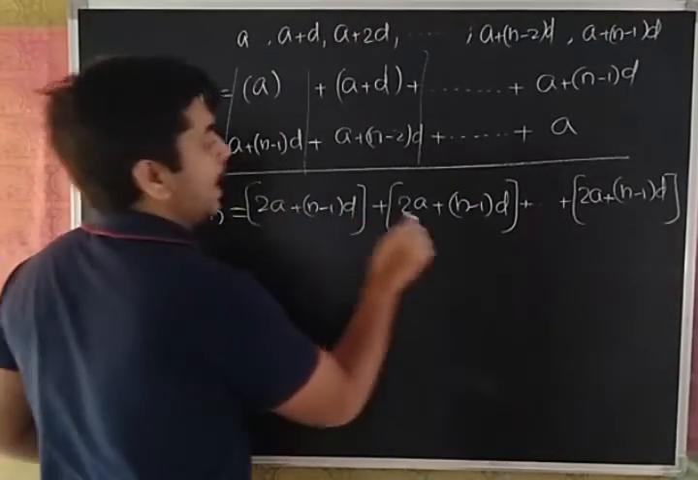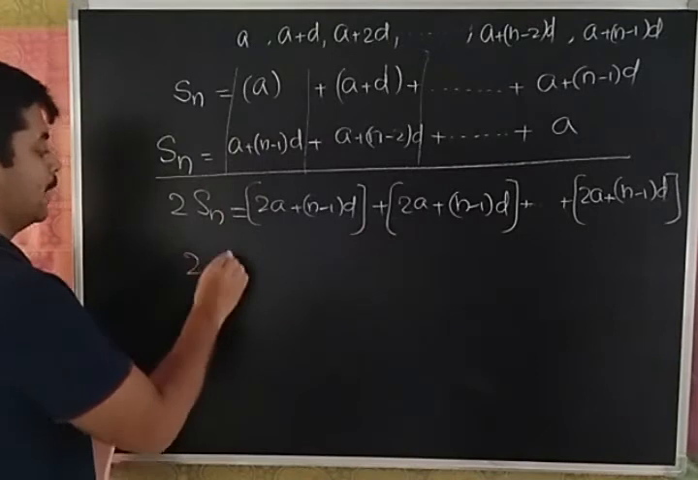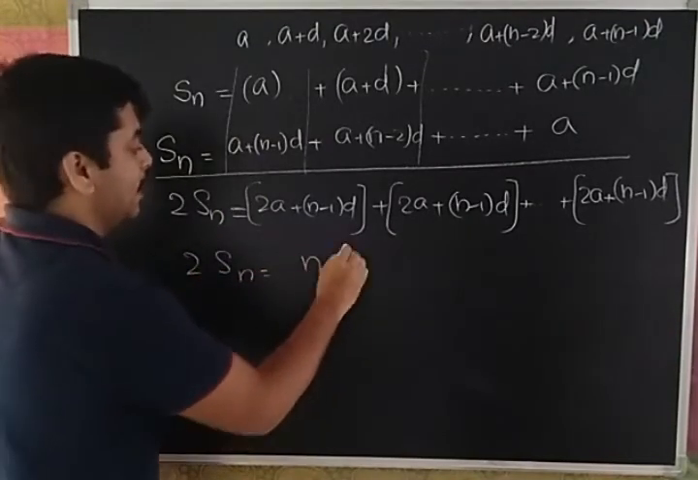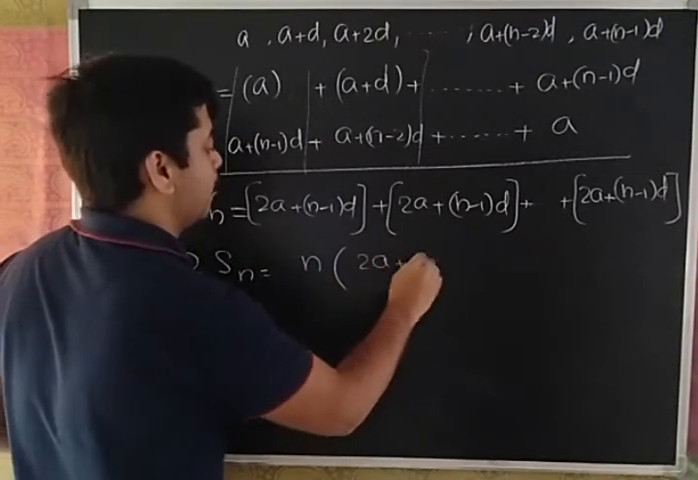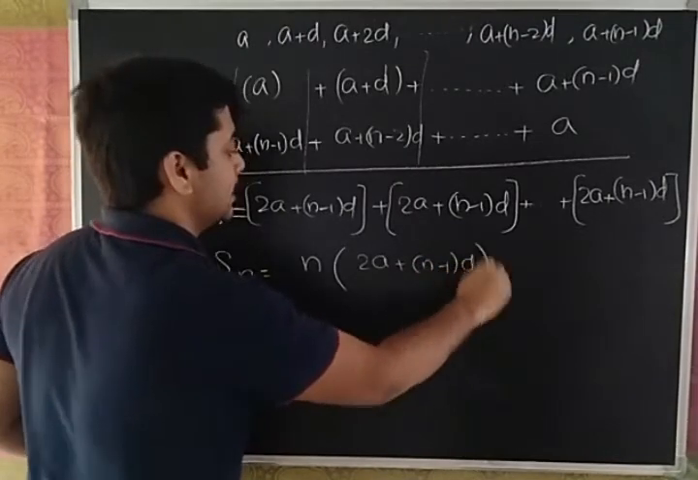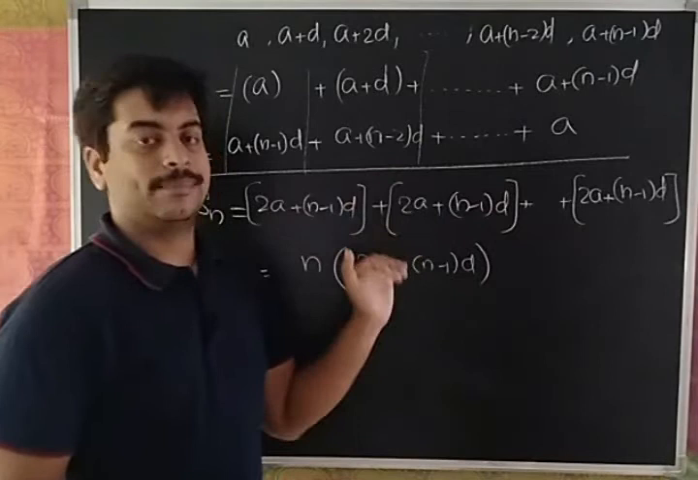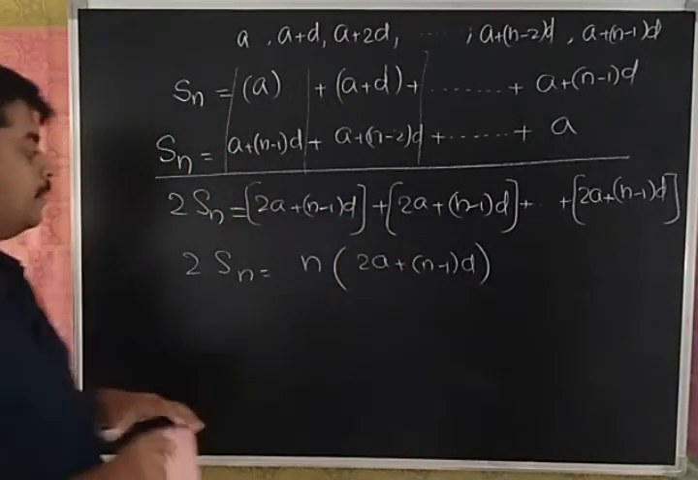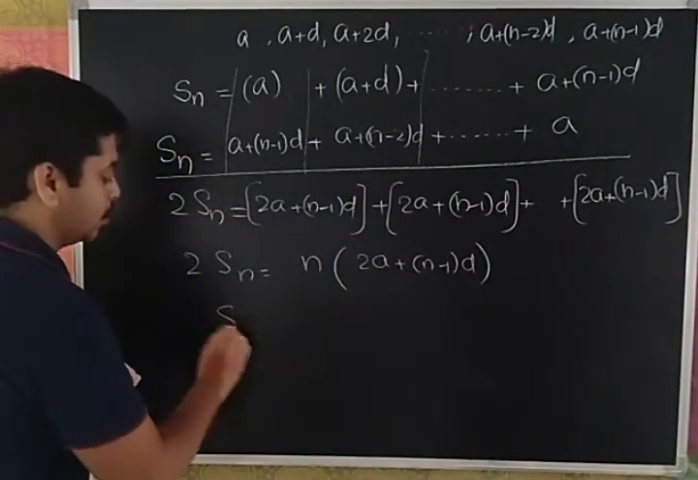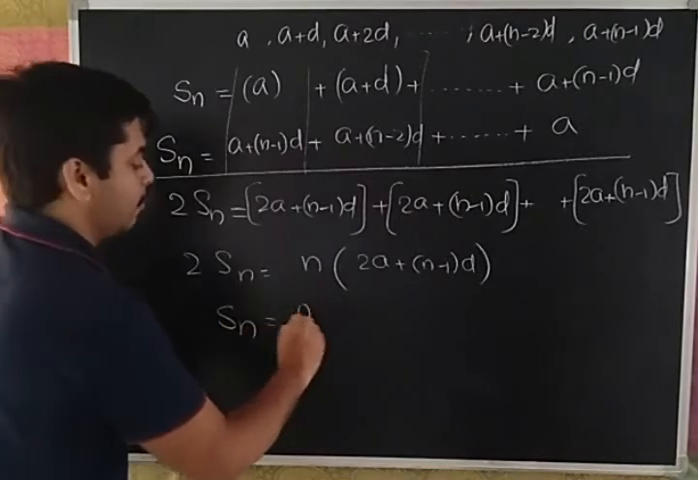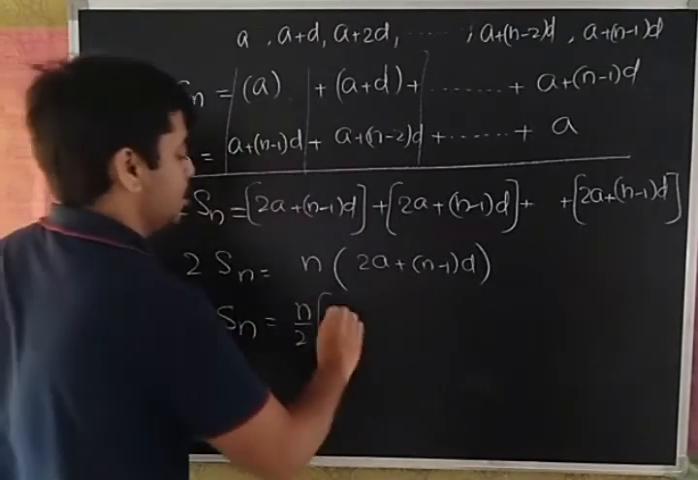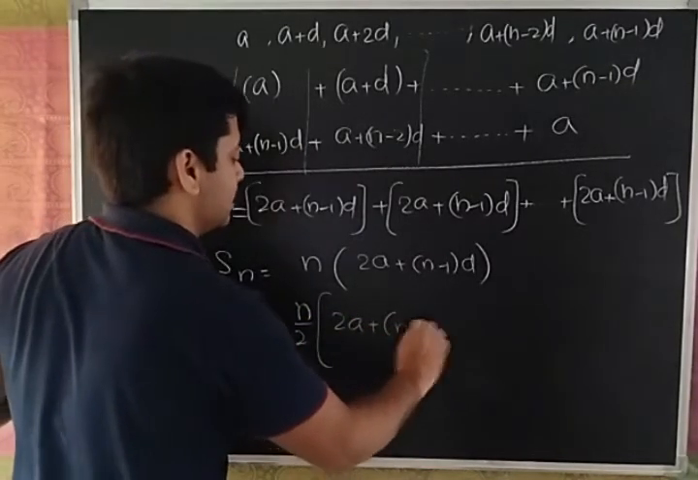So when you add n terms, 2 times Sn will be n times this term, n times (2a plus (n minus 1) into d). Is that correct? You are adding the same term n times. So this is the answer. Bring this 2 here. That is the sum to n terms. We have the formula n by 2 into (2a plus (n minus 1) into d).